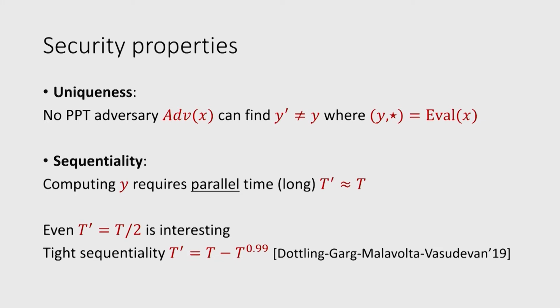And to see some examples, t prime, it's interesting even t over 2, but the regime called so-called tight sequentiality, recently focused by Döttling et al., is going to be relevant to one of the results that I'm going to talk about. So you might be even interested in sequentiality that is very strong, and you want the adversary to be running in a time which is, for example, t minus a smaller polynomial of capital T. Okay.